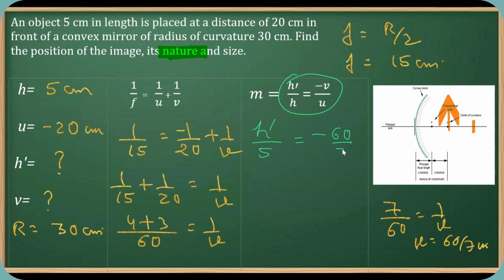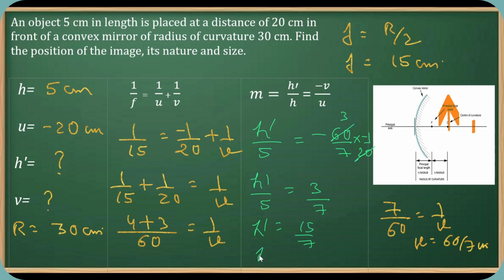So V is 60 over 7, divided by U, so U is how much? We have U as this. So dividing is same as multiplying with the reciprocal. So I'm writing this as 1 over 20. So this is H dash over 5 equals, I can reduce this by 3 times. So it should come as positive 3. Why? Because there are 2 negative signs multiplied. Positive 3 over 7.